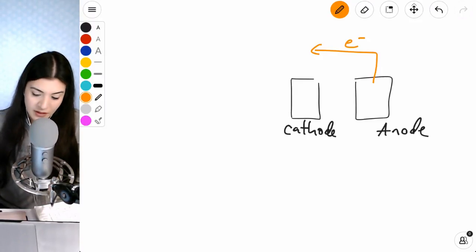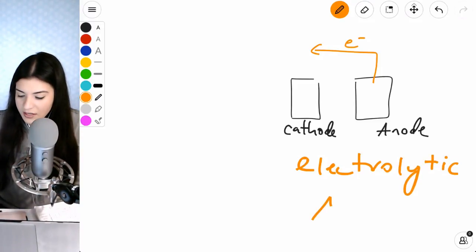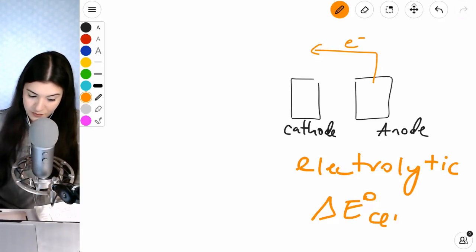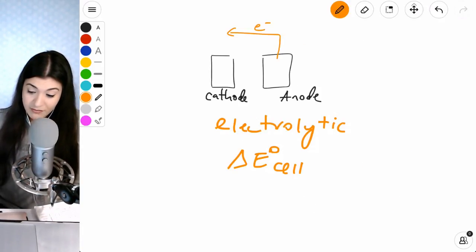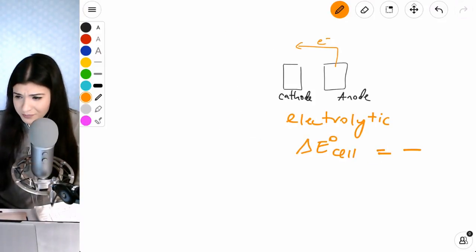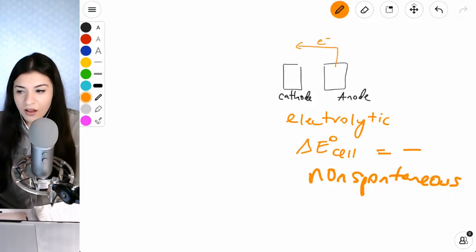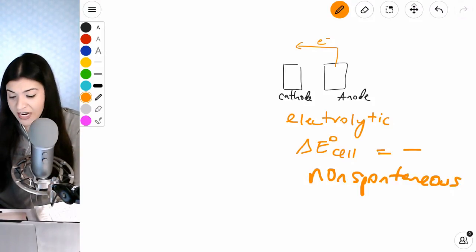So for an electrolytic cell, let me write that, showing you the difference. For an electrolytic cell, our cell potential is going to be negative. And another thing is the fact that this is going to be non-spontaneous. So in an electrolytic cell, we see that that's going to have a non-spontaneous reaction.